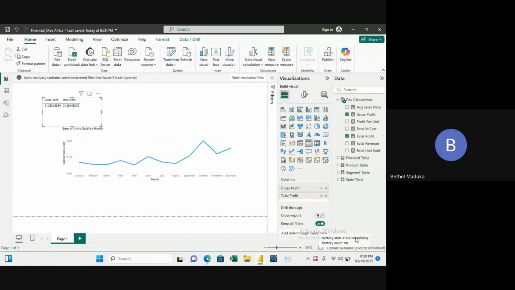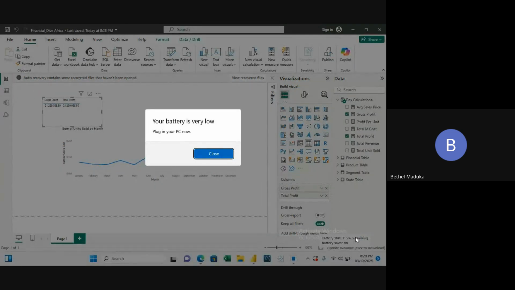Okay, ma. I wanted to ask a quick question. These measures we're calculating, are we going to be given the measures to calculate beforehand, or are we just going to be given a data set and then we are the ones to know by ourselves what kind of measures to calculate?